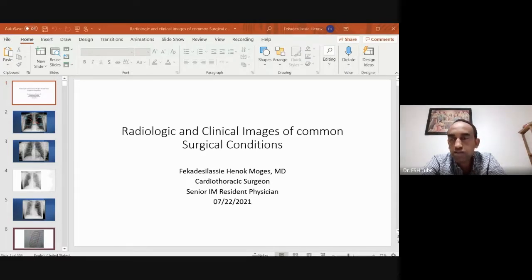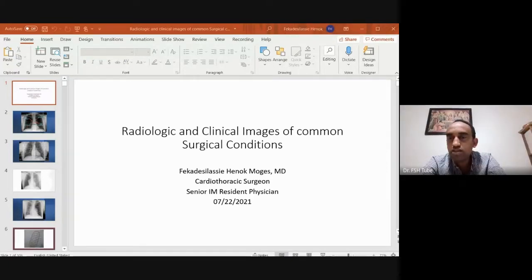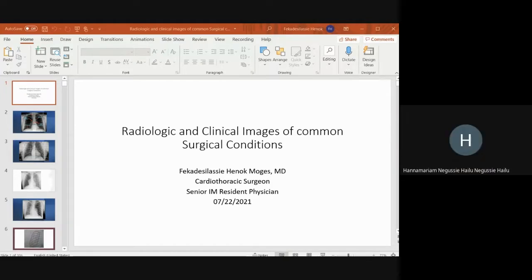I will ask you questions because if I display these x-rays and clinical pictures and describe them myself and pass over, you are not going to benefit as much. But if you participate, if I challenge you, then you will fix it. Do you get it? How do you want to proceed? Do you want me to pose questions and wait for your answers and then describe further, or shall I present it myself?